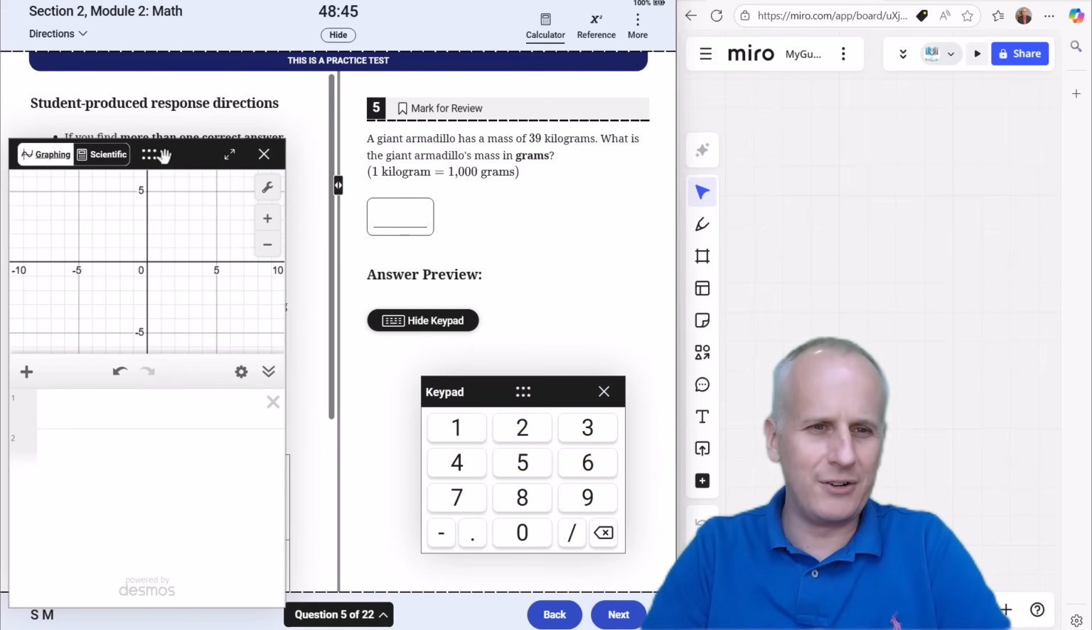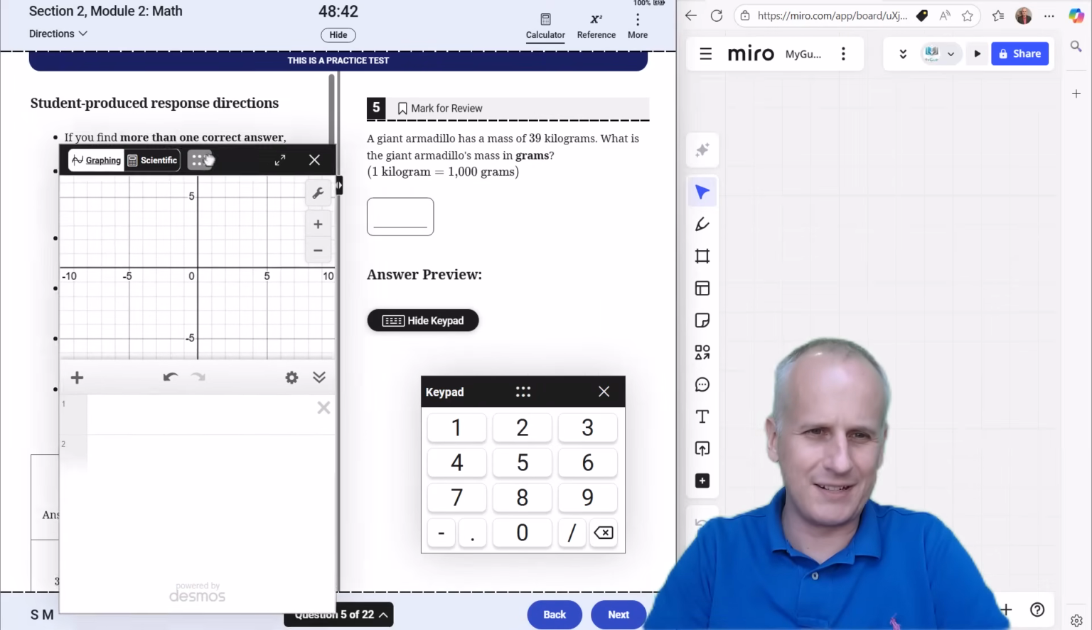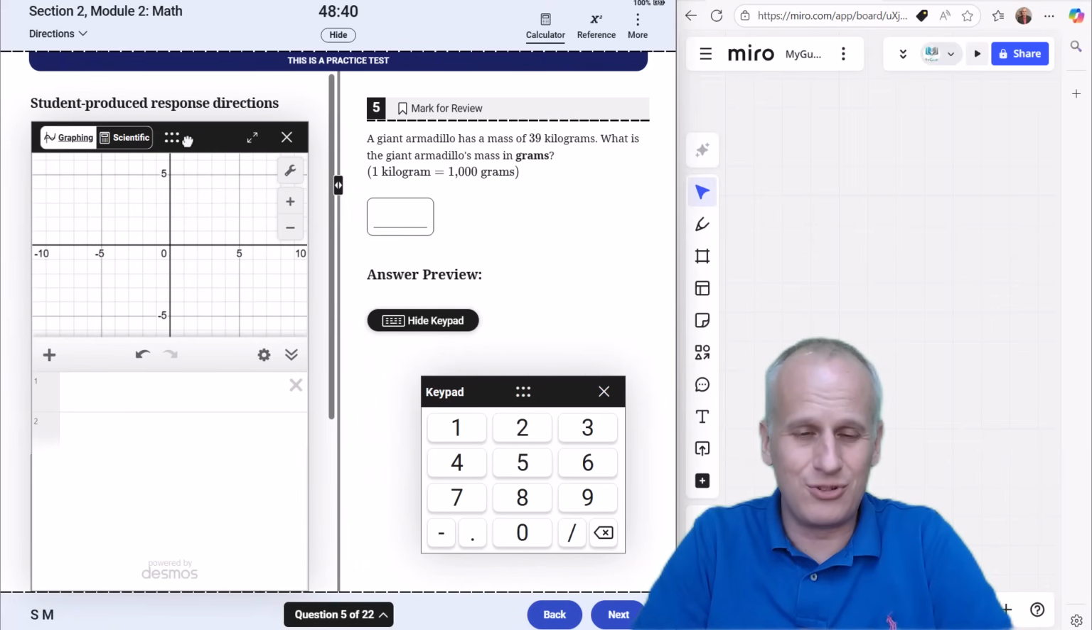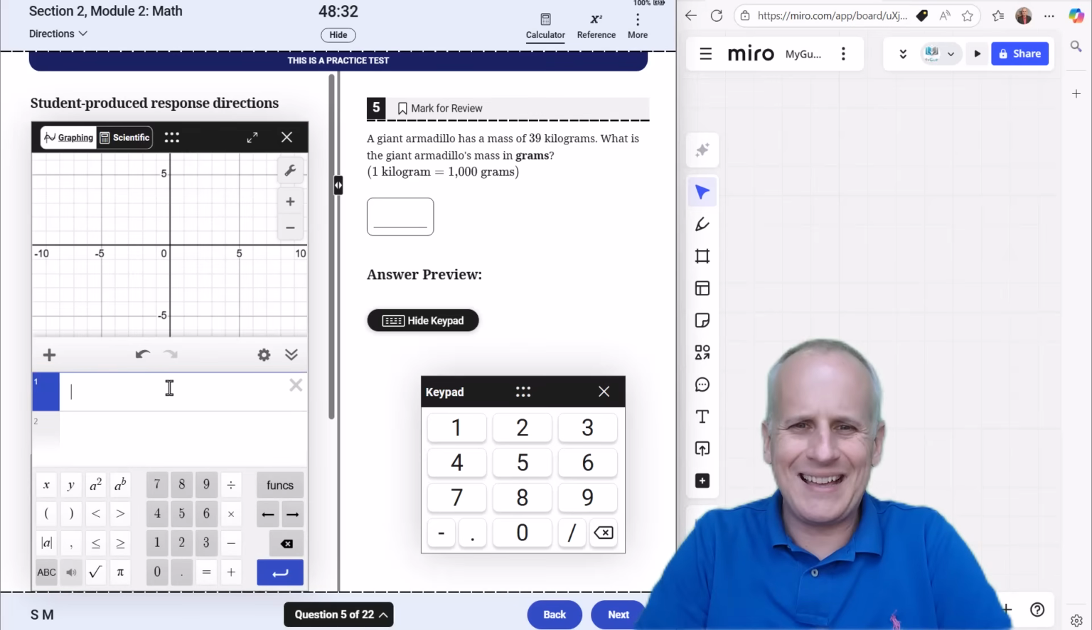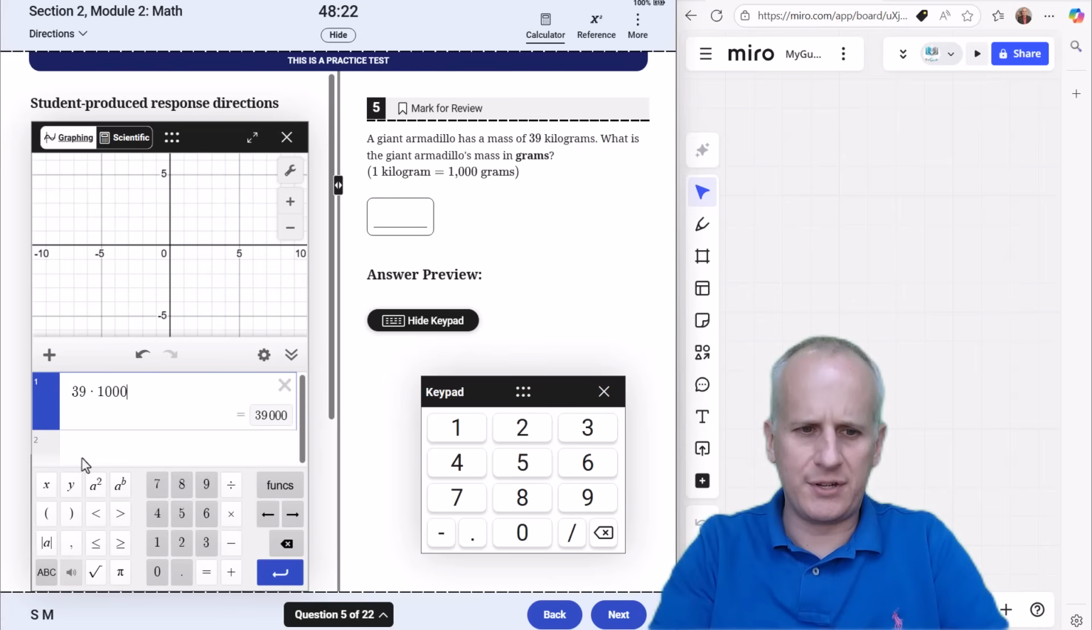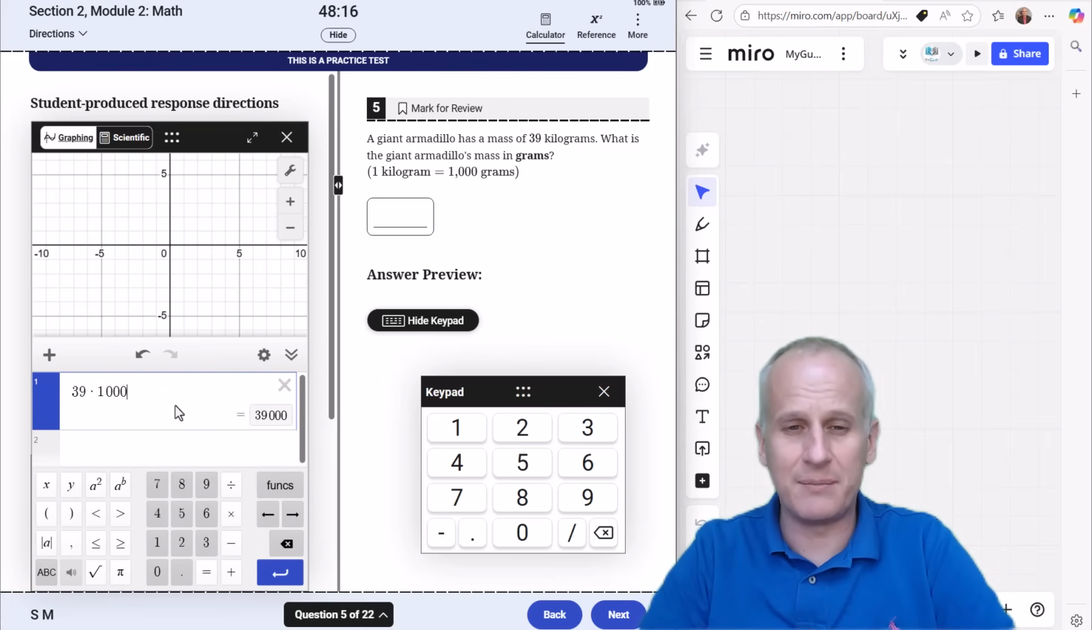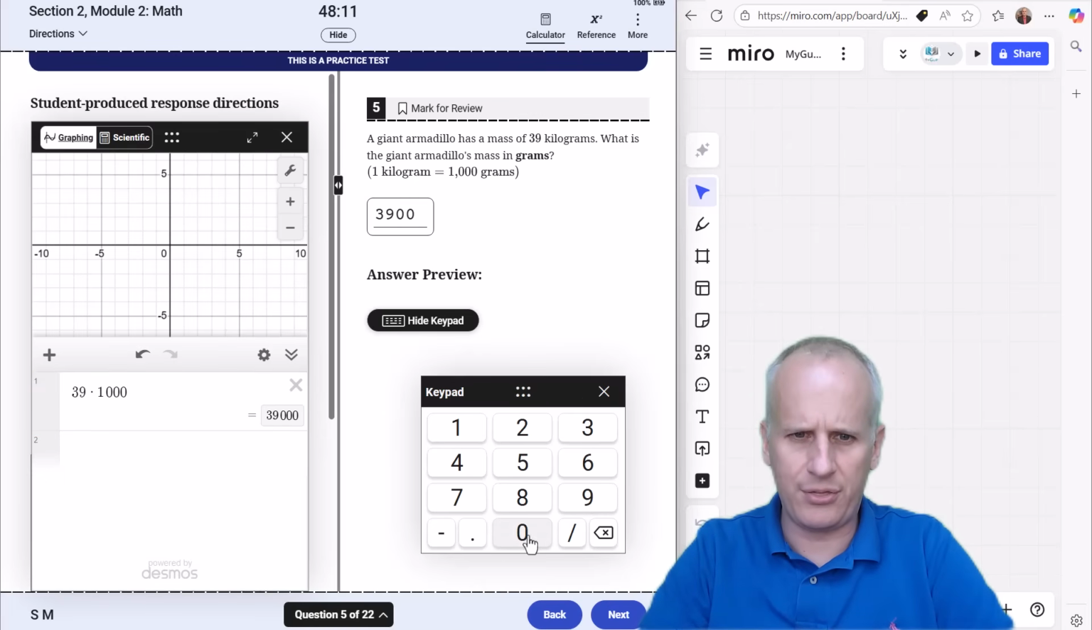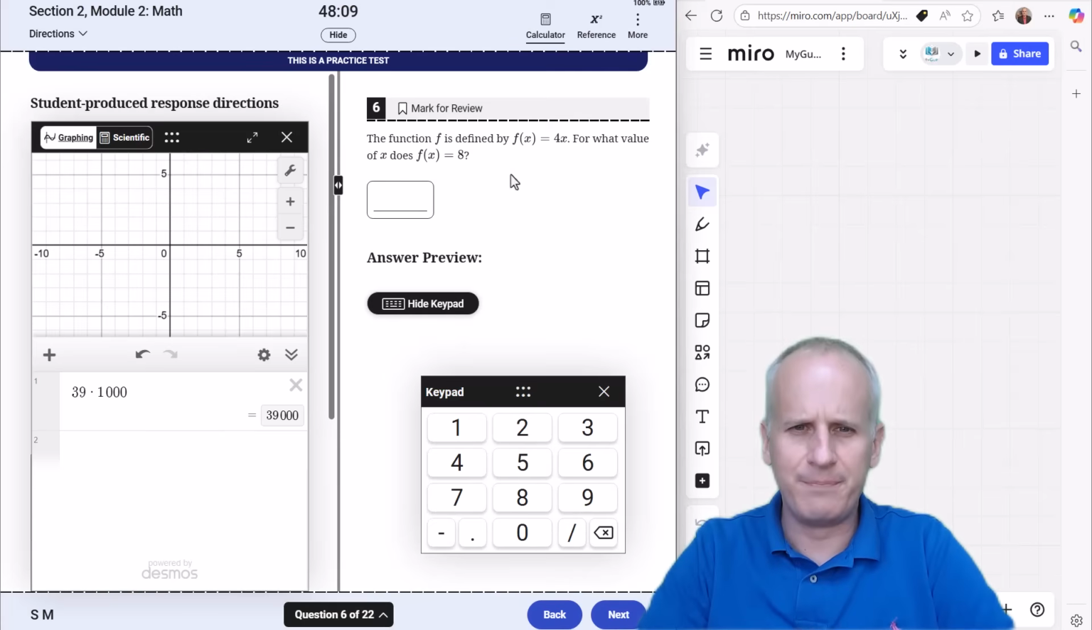So then underneath here, we once again just have the student-produced response directions. So hopefully once you're familiar with how this works, you don't have to look at them again. I can just leave the calculator over here. And we've got the giant armadillo has a mass of 39 kilograms. What is the giant armadillo's mass in grams? So that's going to be 39 times the 1,000 grams per. And so again, write out the information so that you don't say something accidental like 3,900, but we'll just use the keypad, put in the 39,000, and move on to the next question.